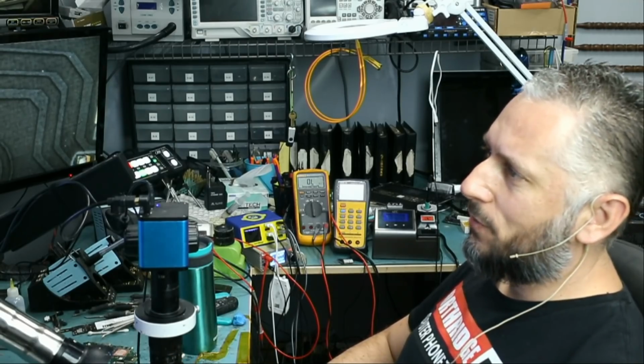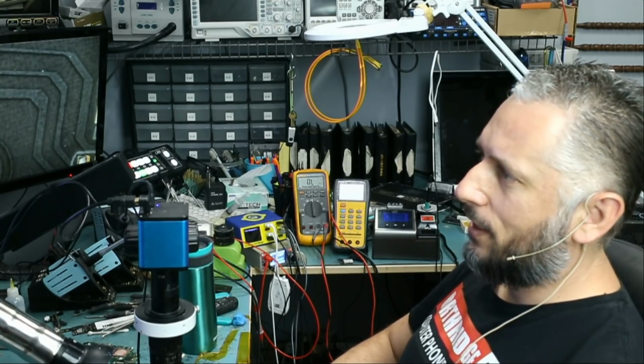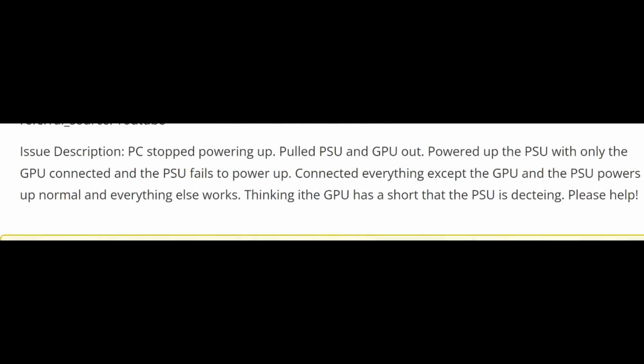Here we have an Asus ROG Strix RTX 3080, 10 gigs, video card that came in for no power. Let's read what the customer wrote.